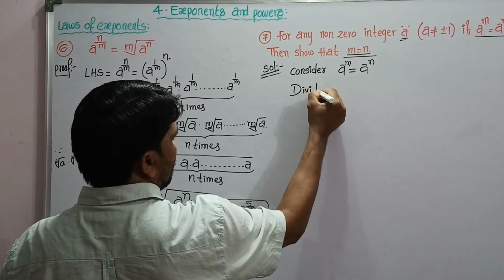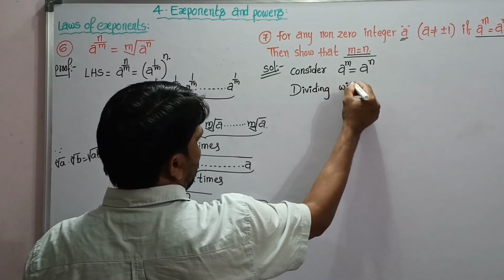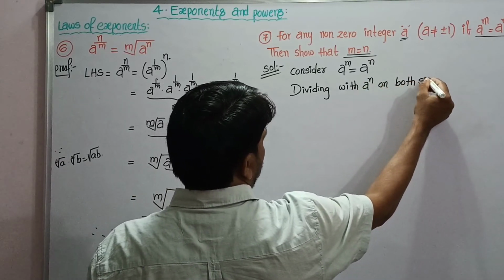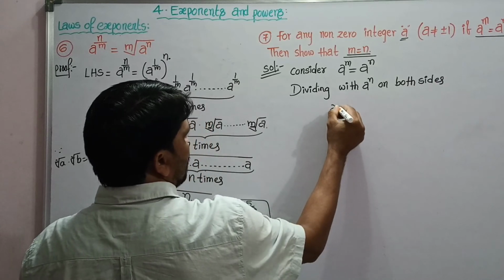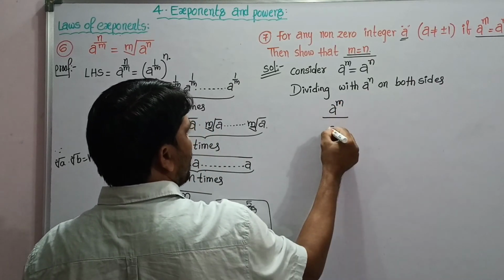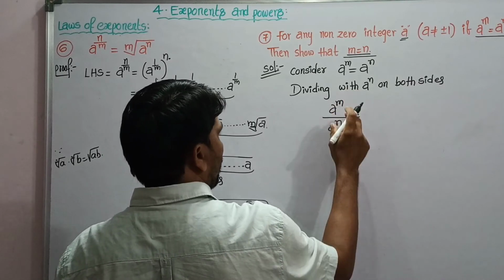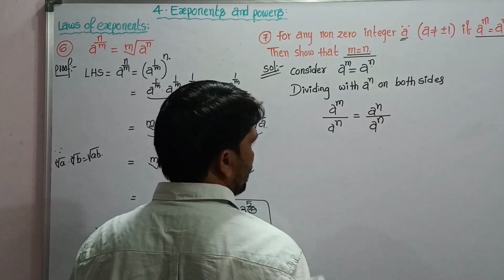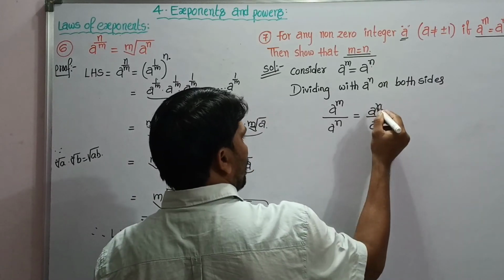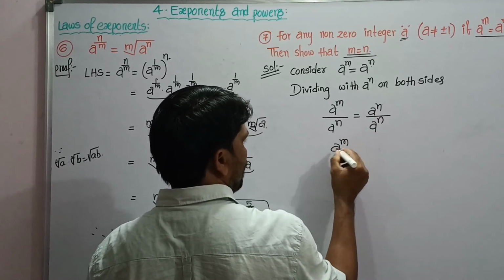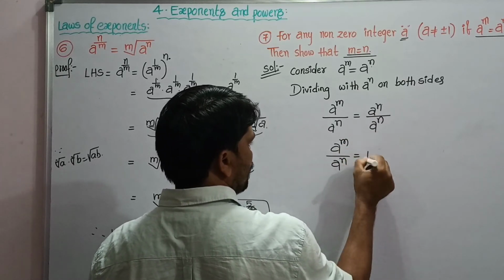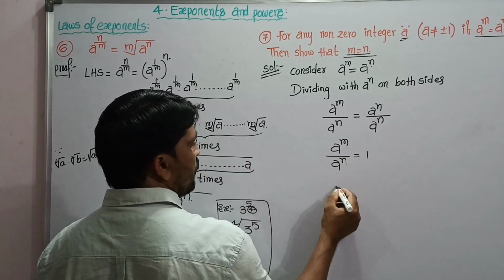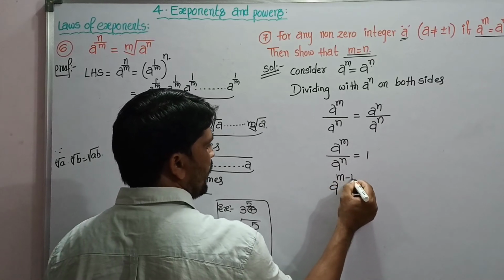Dividing with a power n on both sides, we get LHS is a power m, but we are dividing with a power n. We get LHS as a power m by a power n equal. RHS is a power n, and we are dividing with a power n. Since a power n gets cancelled, we get an expression value as 1. Now, a power m divided by a power n can be written as a power m minus n.